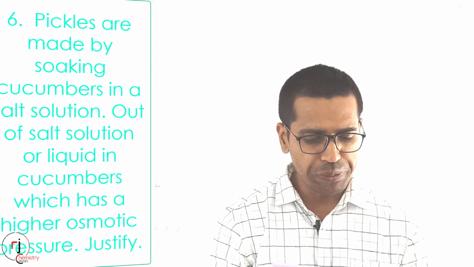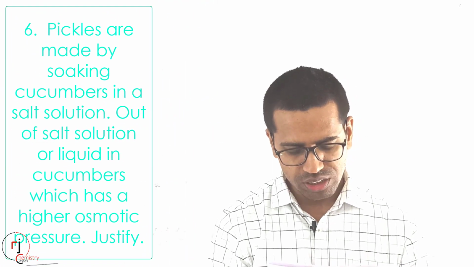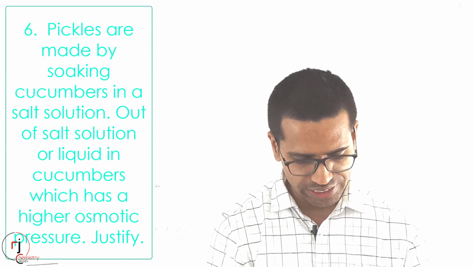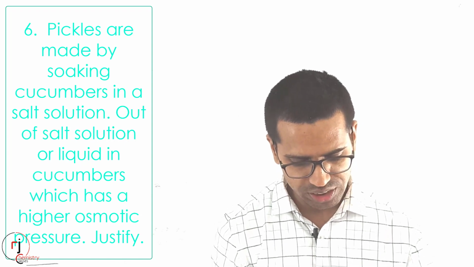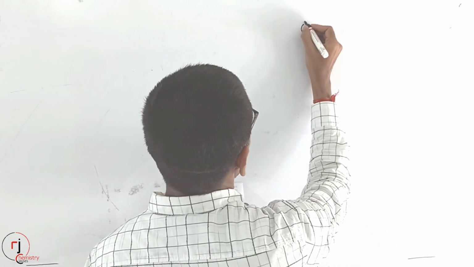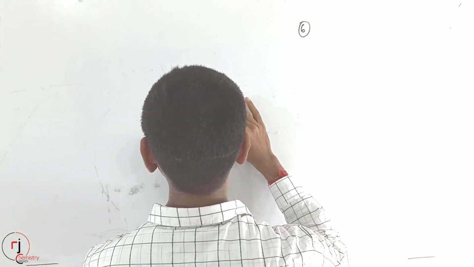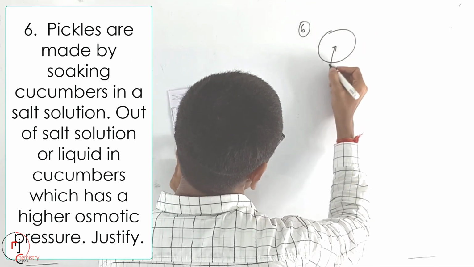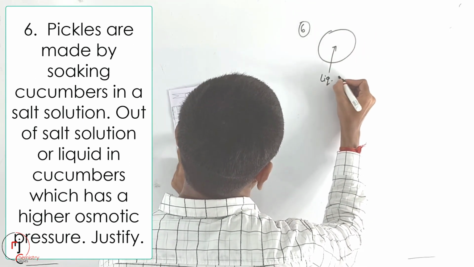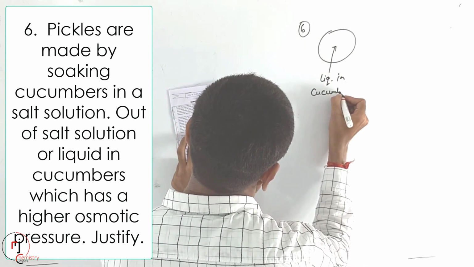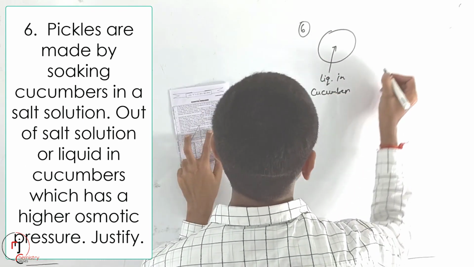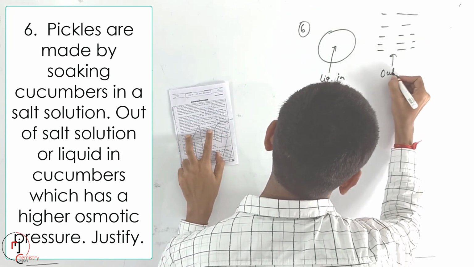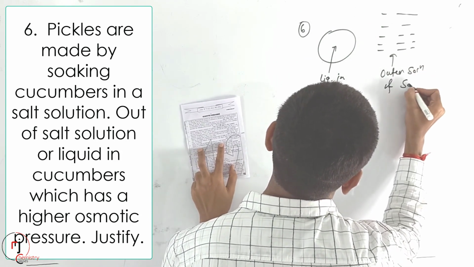According to question number 6, pickles are made by soaking cucumbers in salt solution. Out of the salt solution and the liquid in the cucumber, which has the higher osmotic pressure? Justify. This is the cell sap of the cucumber cell, that is, the liquid in the cucumber, and this is the outer solution, the outer solution of salt.